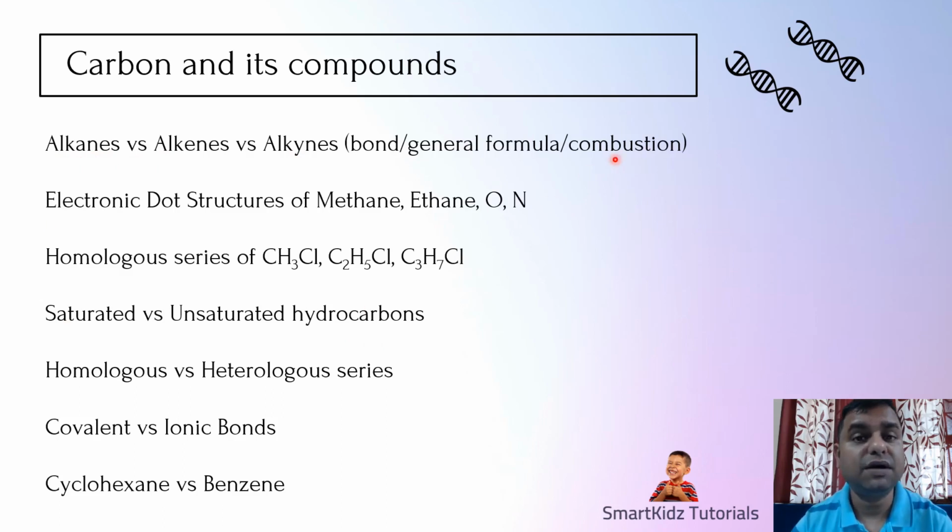Then with respect to combustion, you may be asked what type, whether they burn with a yellow flame or a blue flame, whether they give any smoke or burn with some sooty texture. So this is what you need to know, and also their structures. They're very easy. You just need to study one of them to understand. You just put a double bond, it becomes an alkene. You put a triple bond, it becomes an alkyne. Only you need to understand what happens then to the carbon atom.